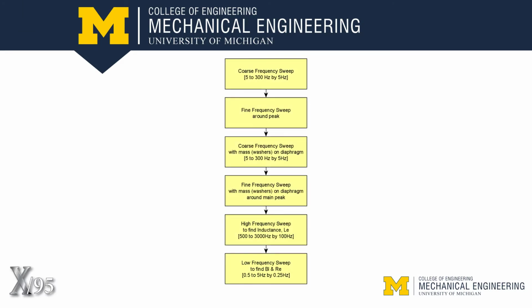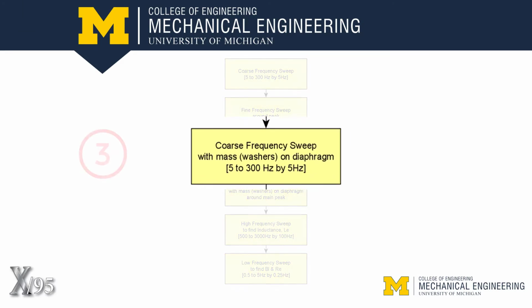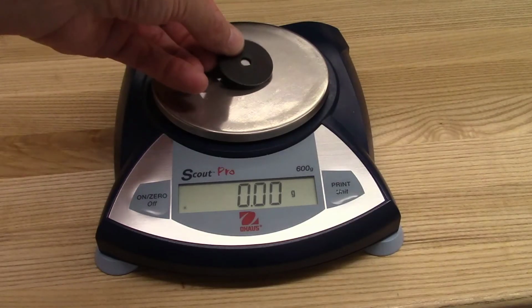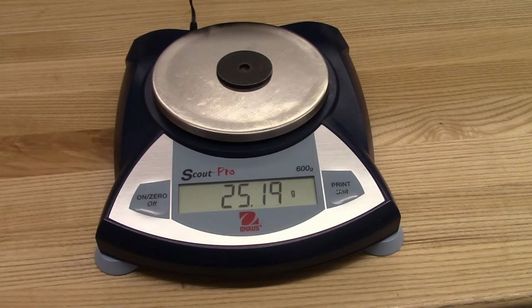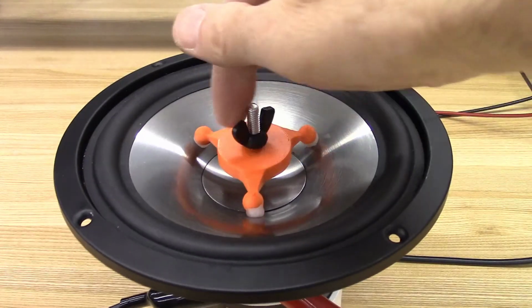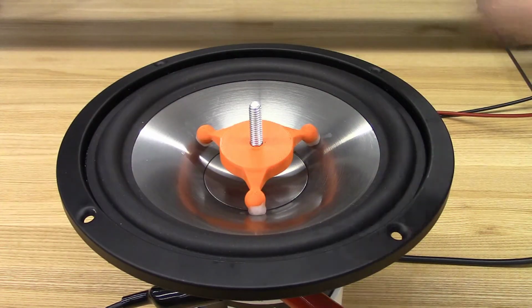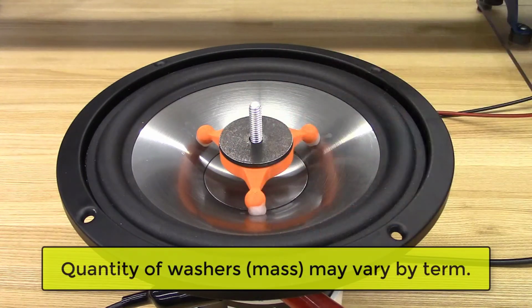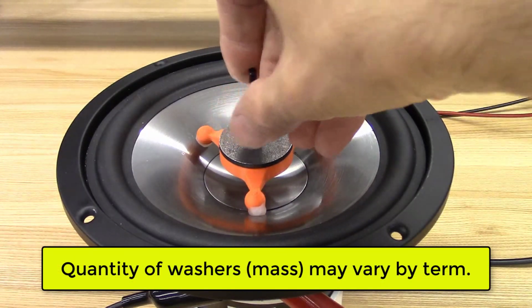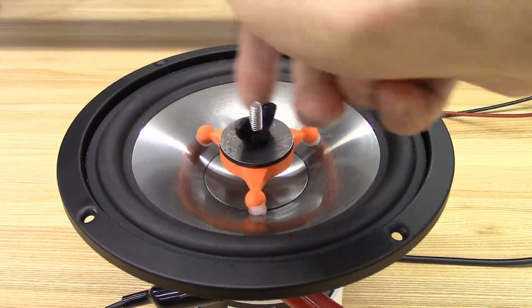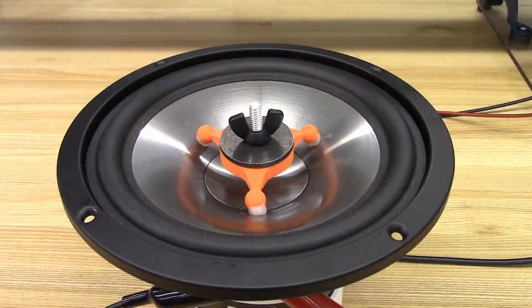We're going to repeat the last 2 tests, but with the addition of a mass on the speaker. Select between 1 and 3 metal washers, then measure and record the total mass. Remove the plastic wing nut from the orange stage. Install the desired washer mass onto the stage and replace the wing nut. Gently snug the wing nut to prevent the washers from rattling.